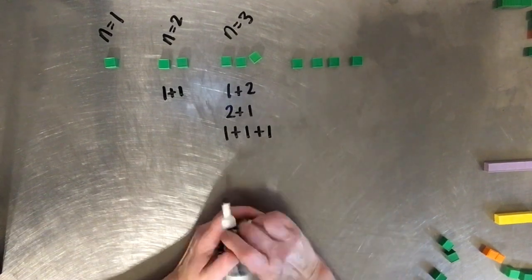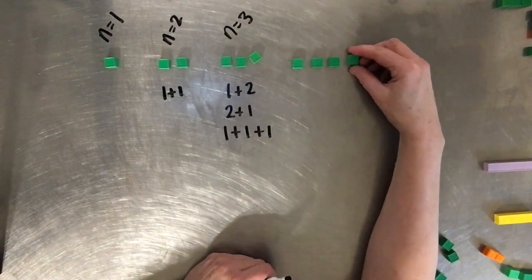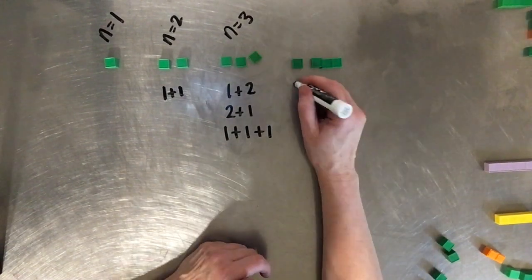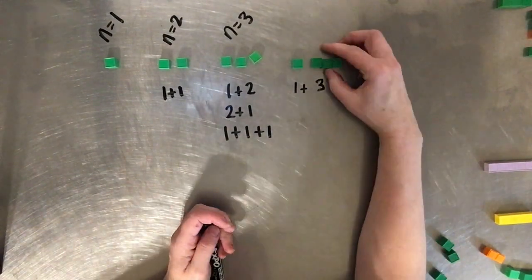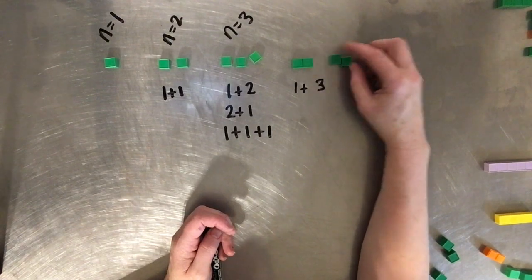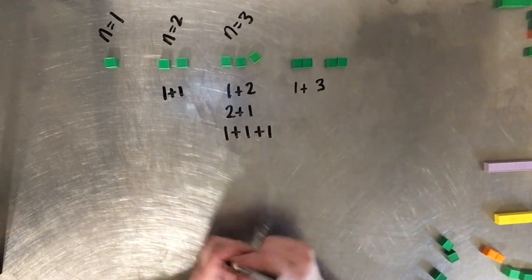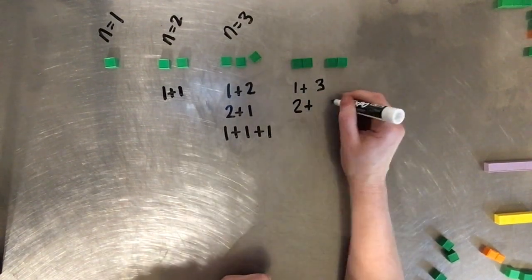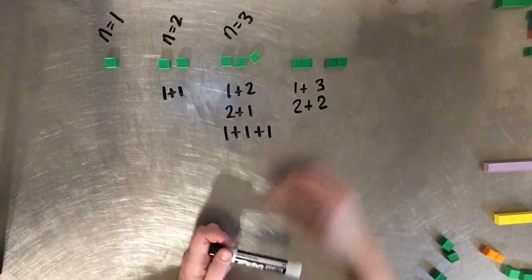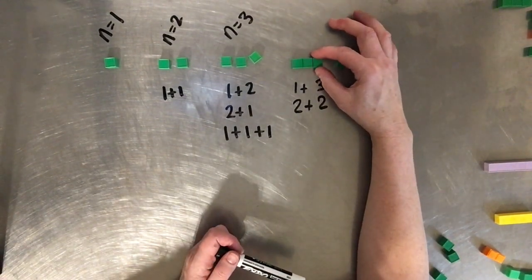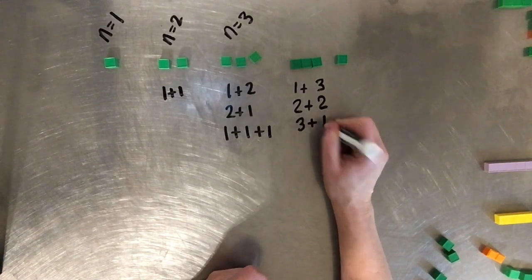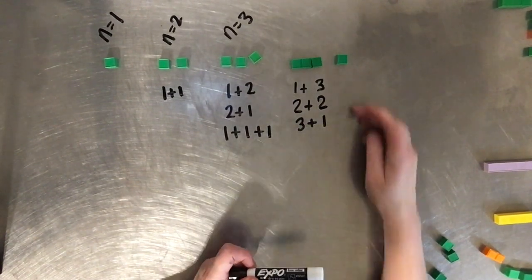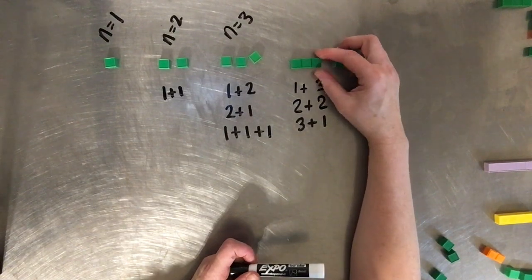So if we do 2 groups, we've got that space there, then we would push these together. So 1 plus 3. Then if we decided that we were going to not use that space and use that space, we'd have 2 plus 2. And then if we decided to not use that space, we'd have 3 plus 1. And that would be all the groups of 2 that you can make.